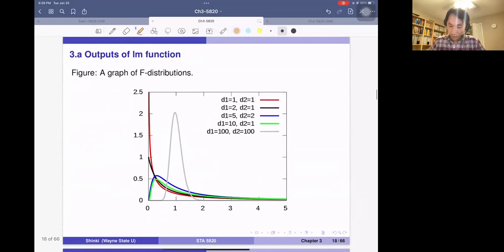So the F distribution looks like this. If both parameters are 1, this is the red line. If D1 is 5 and D2 is 2, then this becomes the blue one. And if D1 is 100 and D2 is 100, that becomes the gray one. This is actually close to a normal distribution. In general, as D1 and D2 get larger, it gets closer to normal.